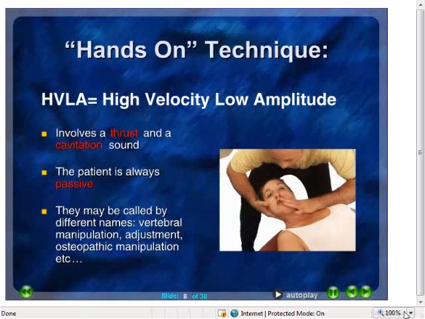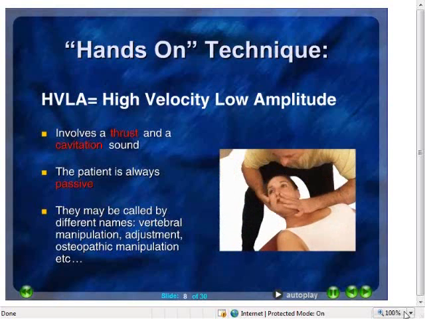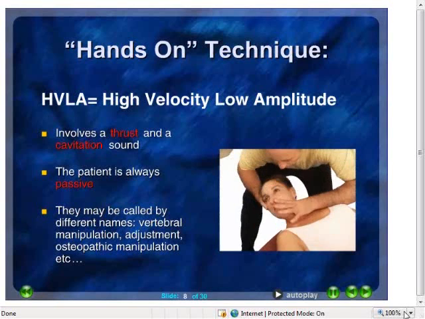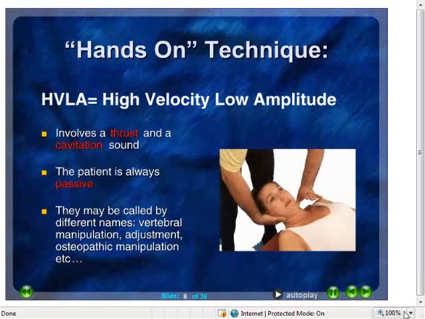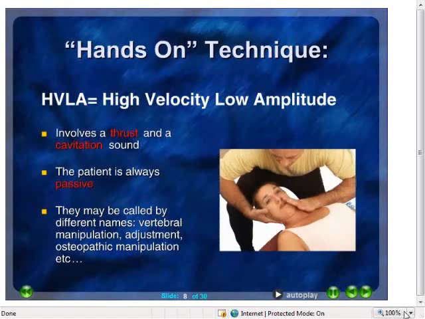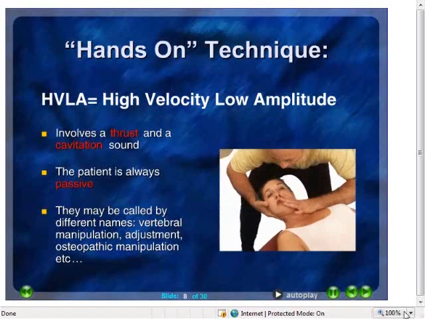HVLA, high velocity, low amplitude, involves a thrust and a cavitation sound. The patient is always passive. They may be called by different names: vertebral manipulation, adjustment, osteopathic manipulation, etc.